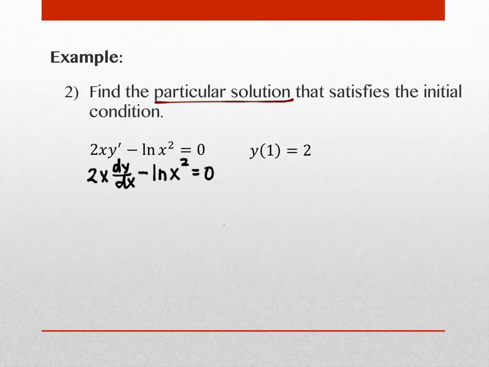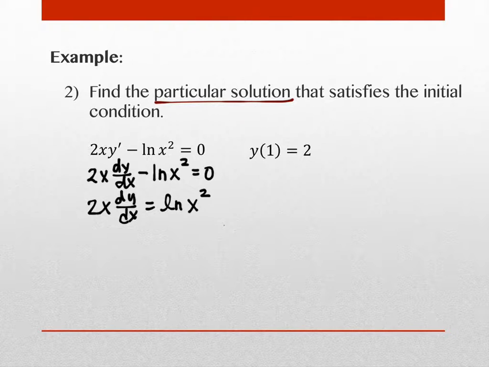Can't pull a dy to the other side directly. There's something I need to do first. I need to add the natural log. I got to add the natural log to the other side first. So this is 2x dy dx equals the natural log of x squared.